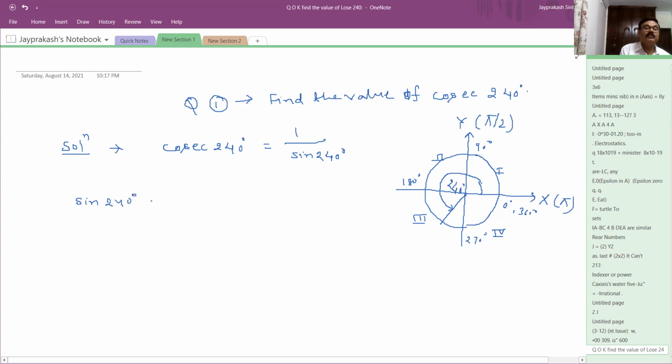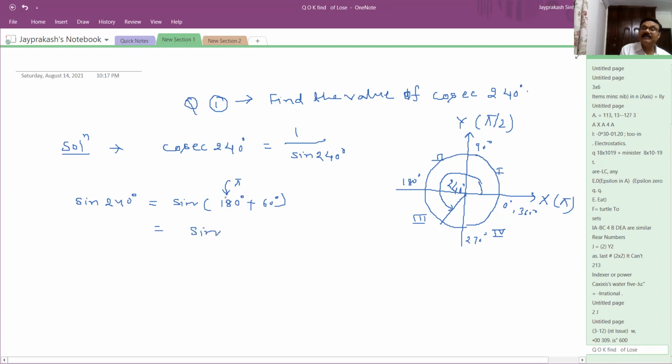We can write sine 240 degree as sine of 180 degree plus 60 degree. It means this 180 degree means what? Pi. 180 degree means pi. Means we are going to get the value around the pi axis. So on the pi axis, there is no change. Sine will remain sine only.